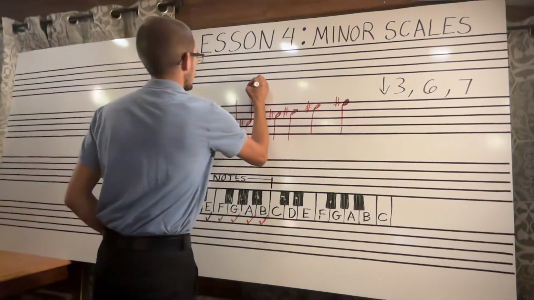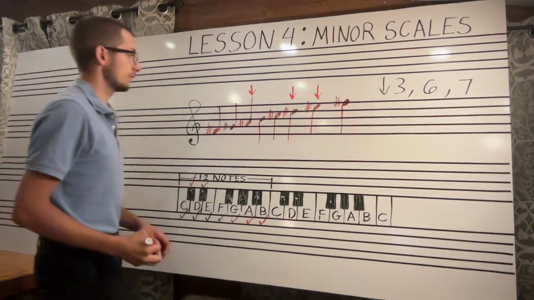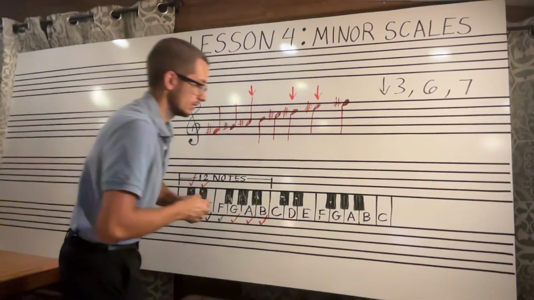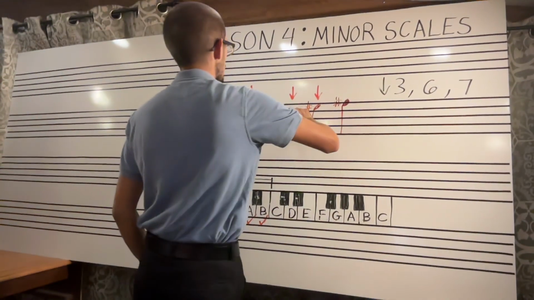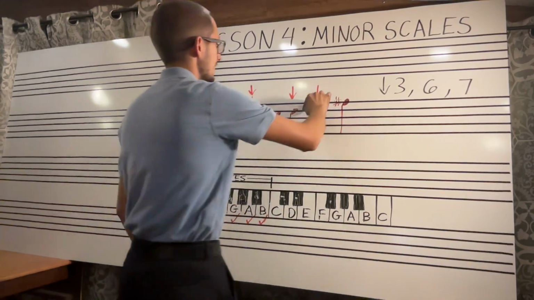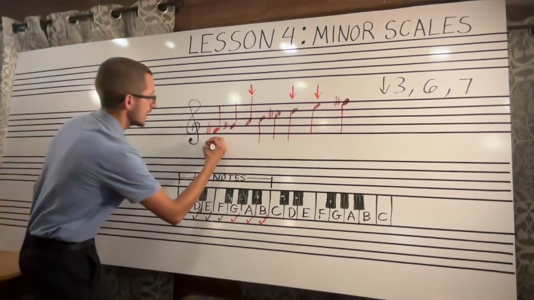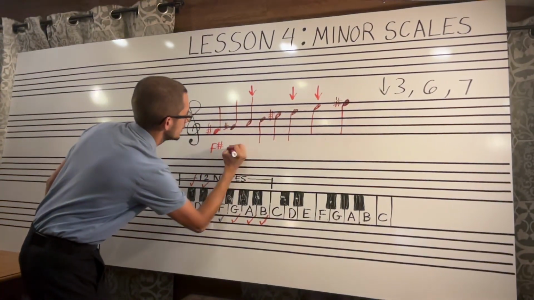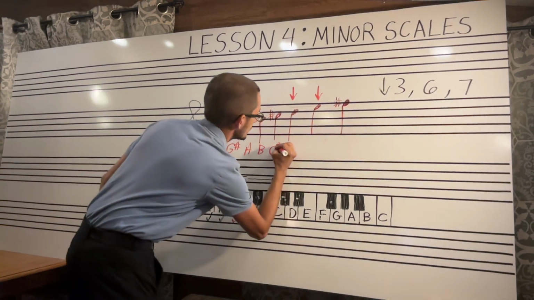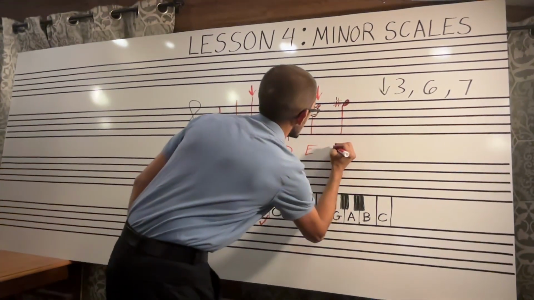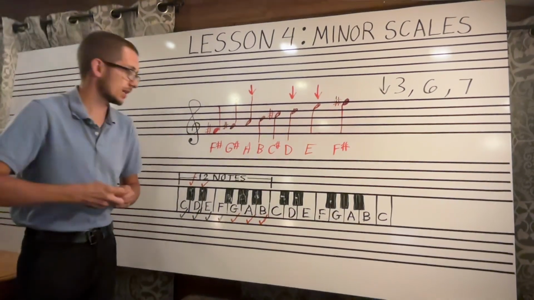Now we need to lower the 3rd, 6th, and 7th of our F sharp major scale. So that A sharp will become an A natural. The D sharp will become a D natural. And the E sharp will become an E natural. So our F sharp natural minor scale has the notes F sharp, G sharp, A, B, C sharp, D, E, and F sharp. I'll play that on the piano.